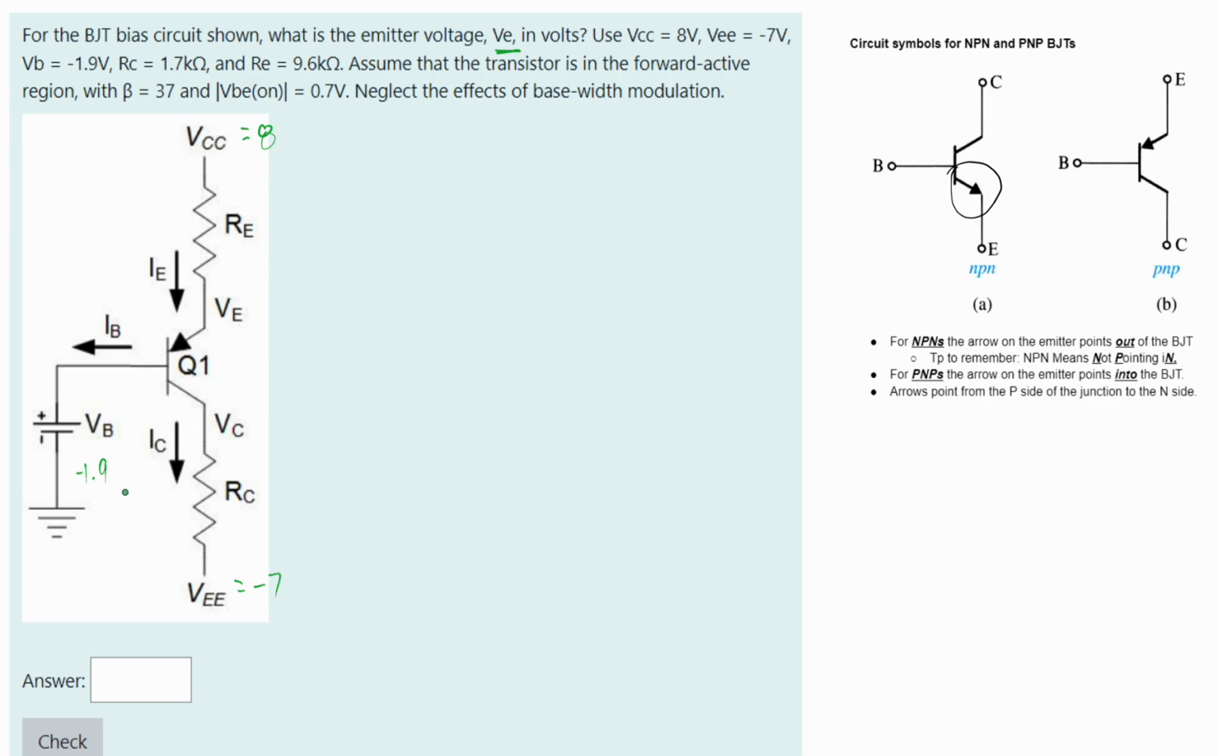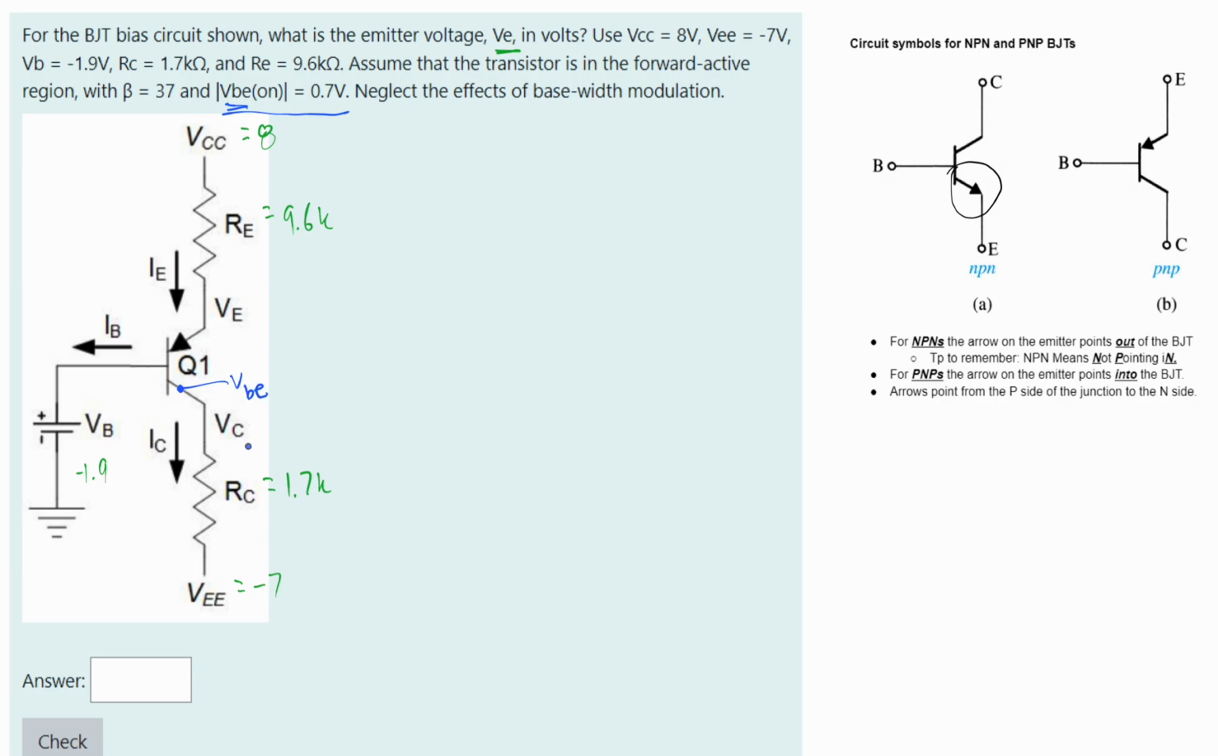Your values might differ, but the process, once you get all of this down, is still going to be the same. Our RC is 1.7 kilo ohms. Our RE is going to be 9.6 kilo ohms. We can assume the transistor is in the forward active region. We have our beta here and our VBE on, which is 0.7. And VBE on is our voltage base emitter, right here, VBE.